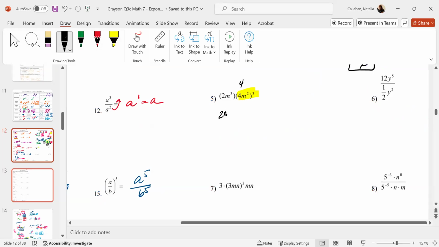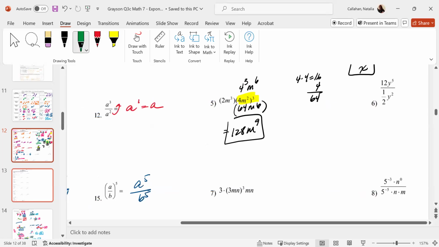This part right here is 4 to the third, m to the 6th, correct? 4 times 4 is 16. 16 times 4 is 64. So by the way, rewrite this, 64 m to the 6th, right? Then you multiply. 2 times 64 is 128. 3 plus 6 is m to the 9.